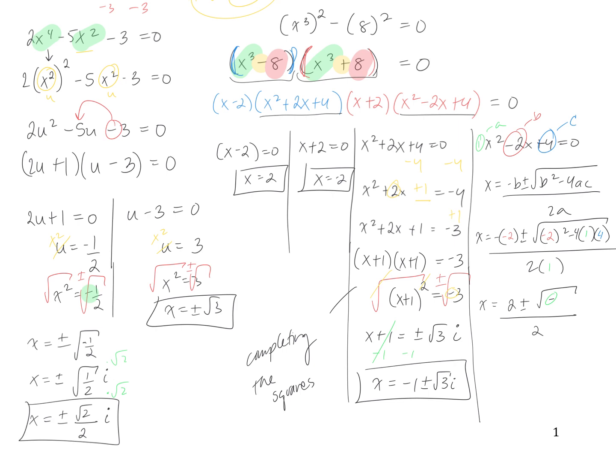Okay, so that'll be the 12. And when we simplify this, we'll get x equals 2 plus or minus, simplifying that 12, that'll be 2 root 3i, all over 2. Now we can factor out a 2 from everything. So that'll be x equals 2 times (1 plus or minus root 3i), divided by 2, and then the 2's would cancel. And we're left with x equals 1 plus or minus root 3i.